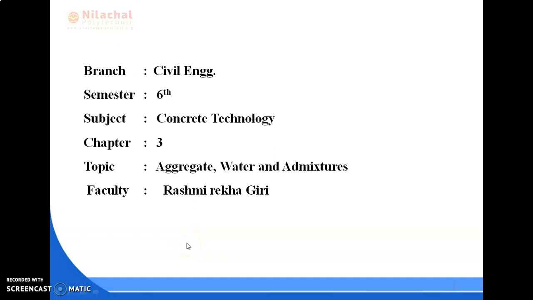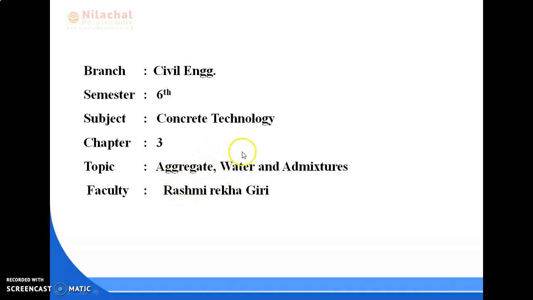Today we are going to start chapter 3, and the name of this chapter is Aggregate, Water and Admixtures. So basically in this chapter we are going to study details about aggregate. First about aggregate, that means properties, qualities, and types of aggregate.